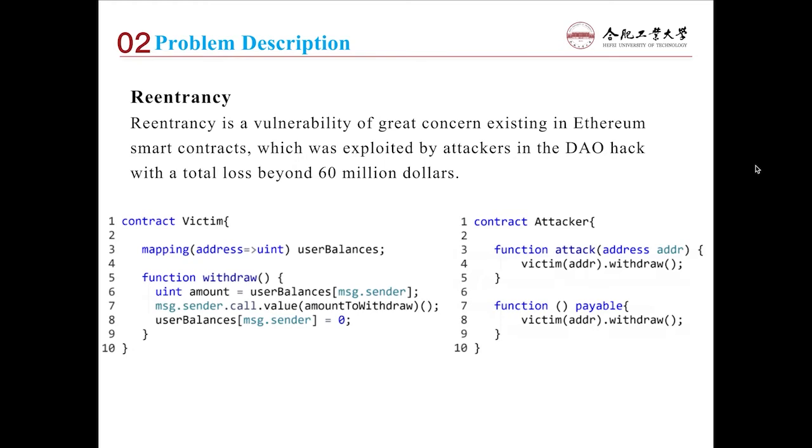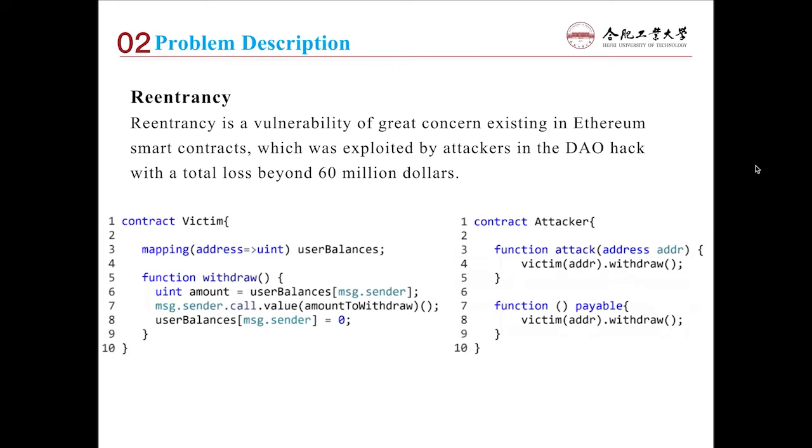Reentrancy is a vulnerability of great concern existing in Ethereum smart contracts. Here's an example showing a simplified real-world attack using reentrancy. There is a special mechanism in a smart contract system called the fallback function, which has no function name and takes no arguments. The fallback function will be invoked in two scenarios: when the function call does not match any functions in the called smart contract, or when the digital currency, Ether, is received by the caller.